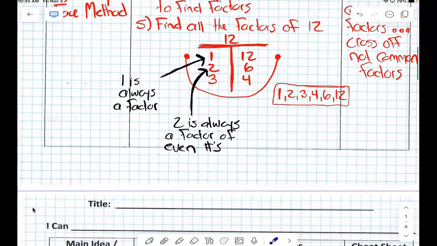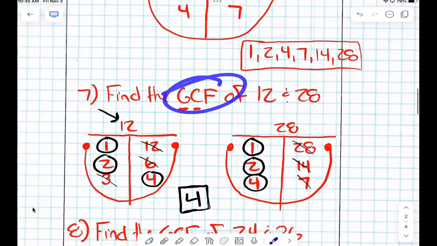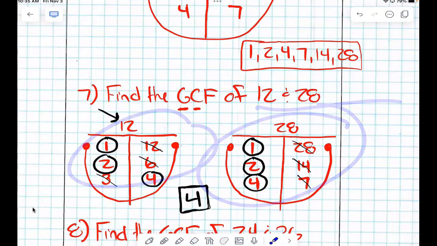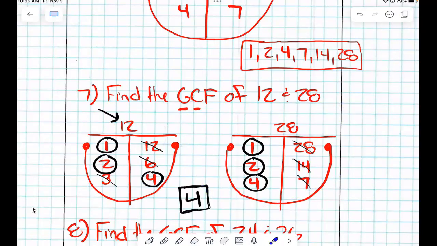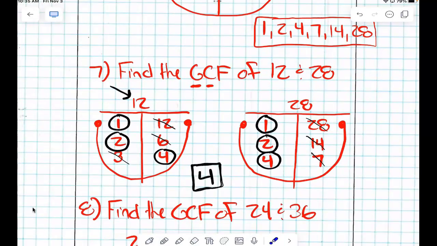Another example right here. If I wanted you to find the GCF of two different numbers, how many T-charts are we making? 2. We're doing the exact same thing, yes? But at the end, we have to determine if they have a common factor, yes? So let's look at 12 and 28.